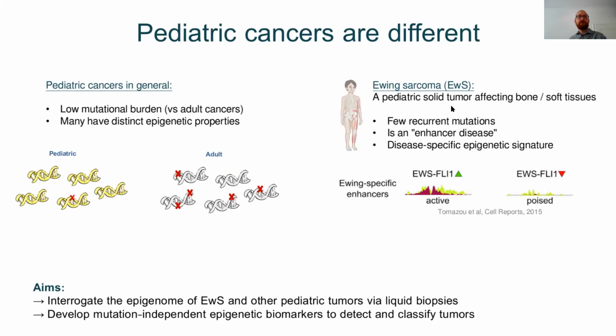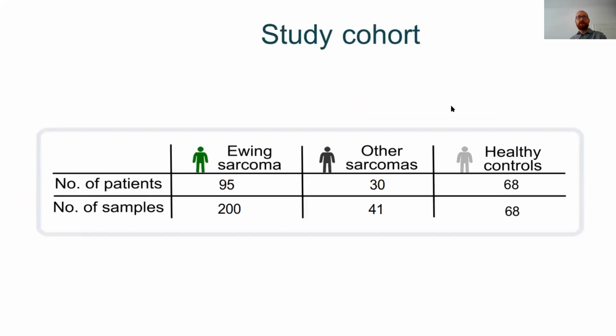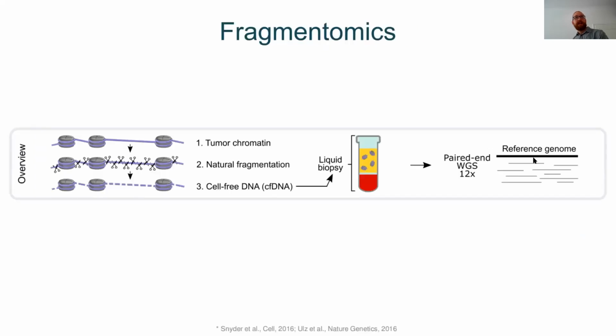The aims for our study were to interrogate the epigenome of Ewing sarcoma and other pediatric tumors via liquid biopsies, and to develop mutation-independent epigenetic biomarkers to detect and classify tumors. To this end, we collected a cohort of patients with Ewing sarcoma, patients with other sarcomas, and healthy controls. We then analyzed this data using a fragmentomic approach.